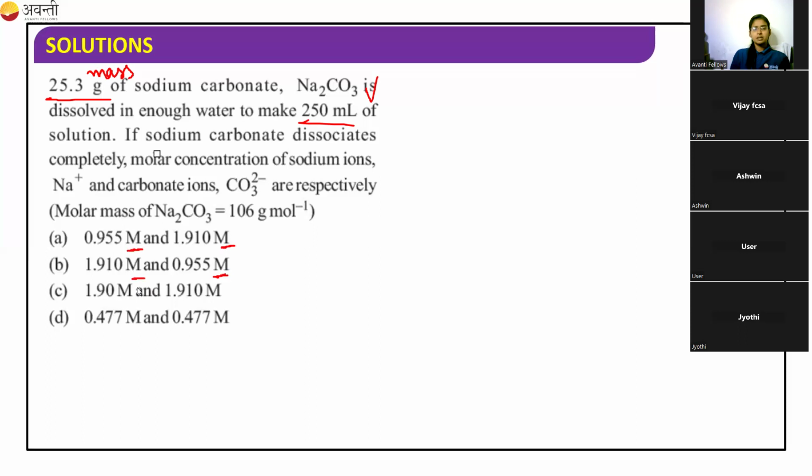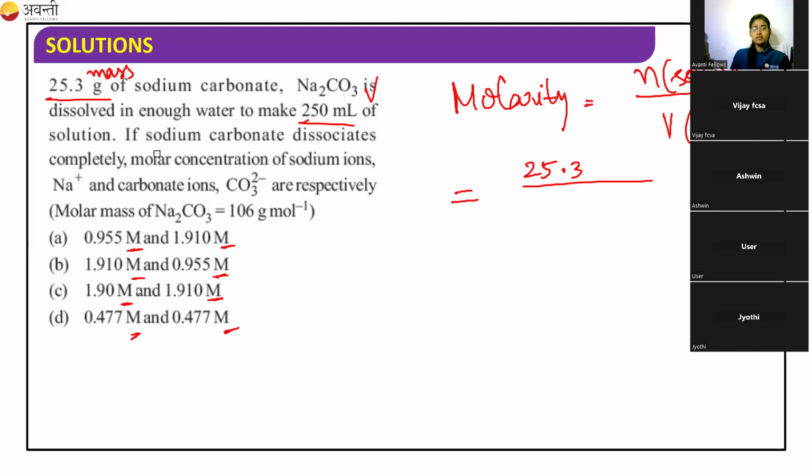So what does this capital M denote? It denotes the molarity. So what is molarity? Molarity is equal to number of moles of solute divided by volume of solution in liter, or in terms of milliliter we can multiply this by 1000. Number of moles is nothing but mass by molar mass. So the mass is 25.3 and the molar mass of sodium carbonate we have to calculate. No, it is given in the question, right? So here it is given in the question.